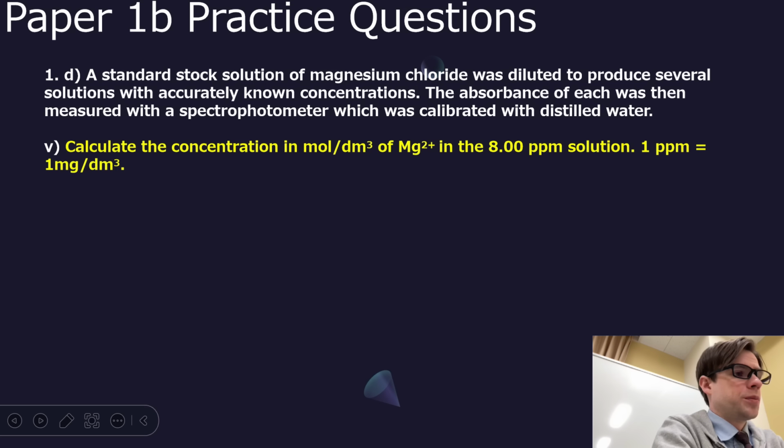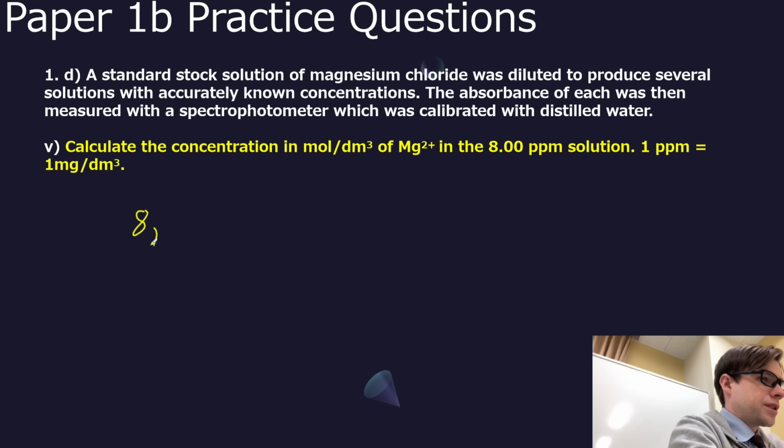Calculate the concentration in mole per decimeter cubed of Mg2 plus in the 8 ppm solution. Keep in mind 1 ppm equals 1 milligram per decimeter cubed. All right, so this just tests your dimensional analysis skills and ability. That's something else I should have mentioned that's really important for paper 1B. So we've got 8 ppm. Then we have a conversion factor, 1 ppm equals 1 milligram per decimeter cubed. So this equals 8 milligram per decimeter cubed.